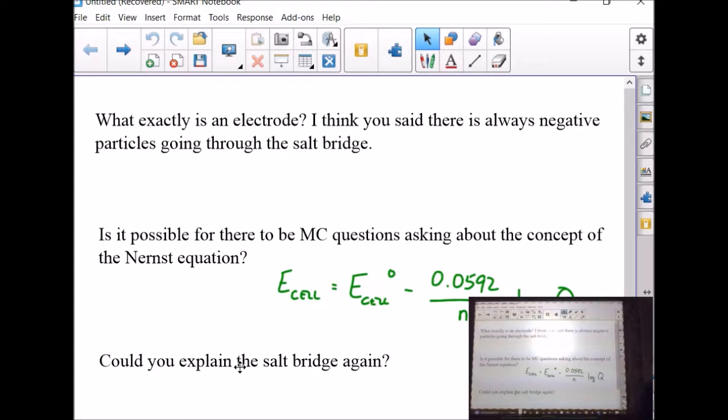Alright, so let's take a look at a couple of these questions. These questions were asked at the other school, and they were pretty good questions. So, first of all, what exactly is an electrode? What is an electrode?